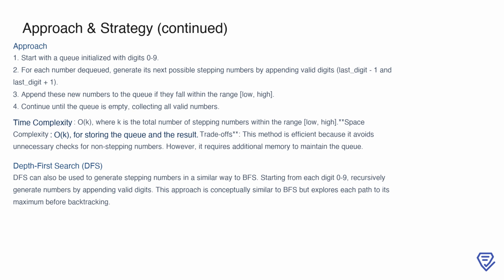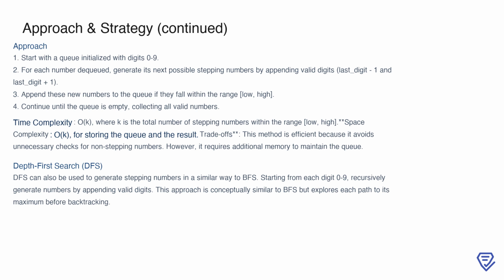Now, let's look at the BFS approach in more detail. We begin by initializing a queue with all single-digit numbers, from 0 to 9. Then, for each number dequeued, we examine its last digit and calculate the next possible digits by subtracting 1 and adding 1.